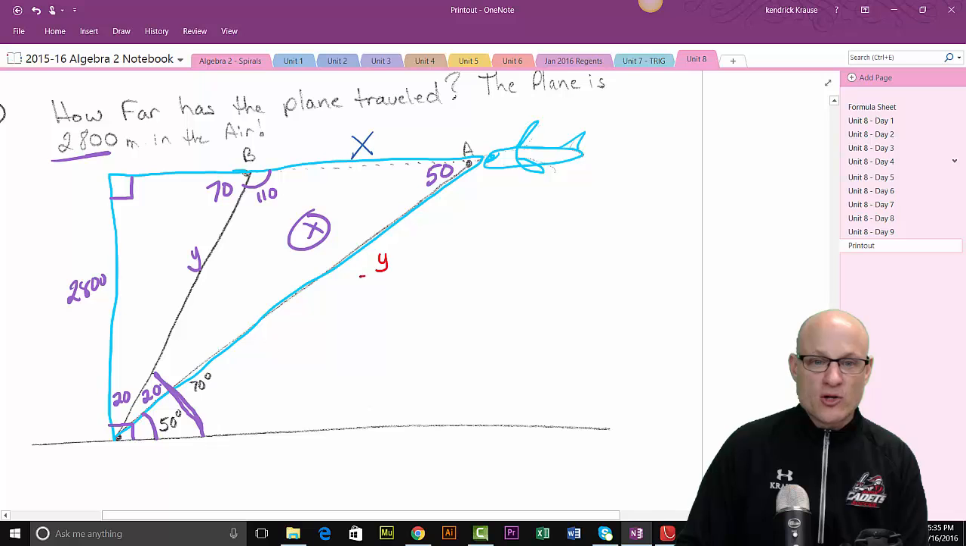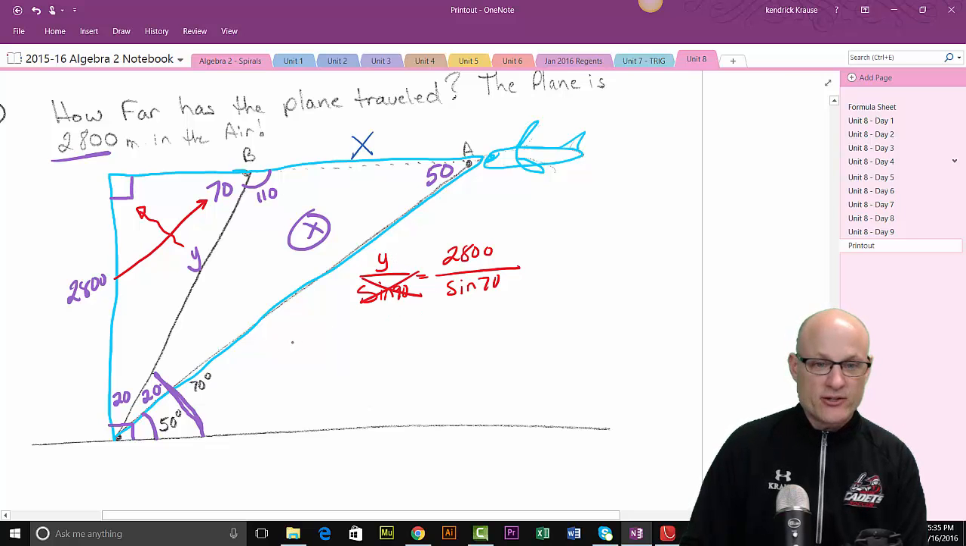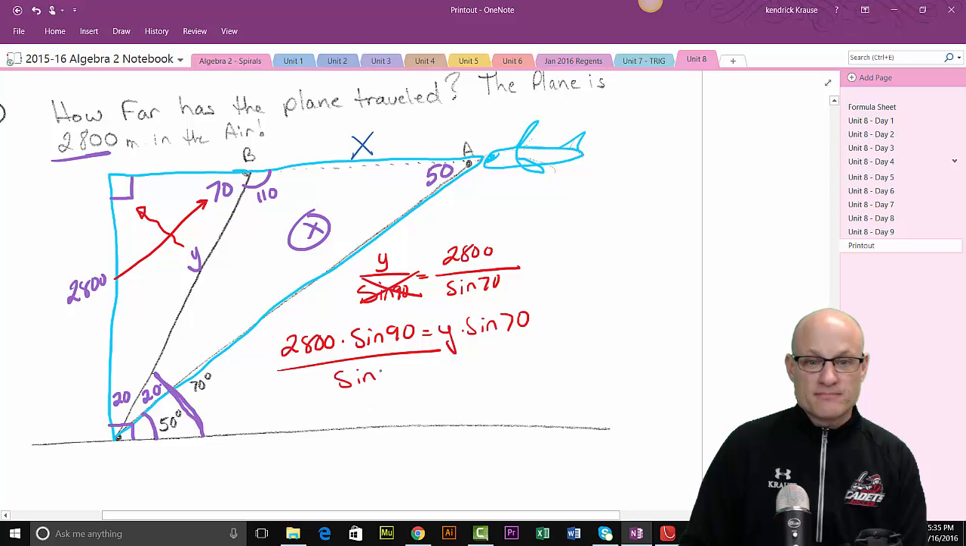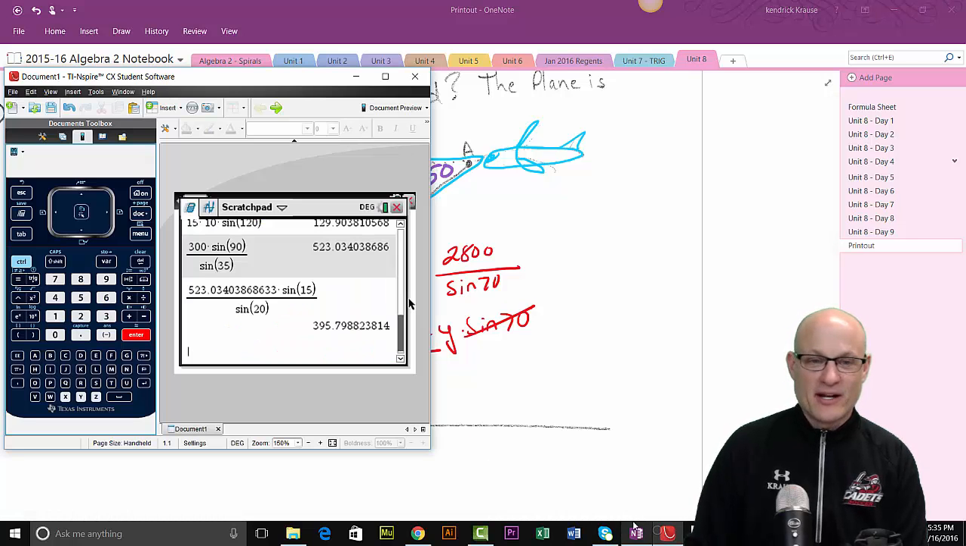So y over the sine of 90 is equal to 2,800 over the sine of 70. Well, this is just 1. So really what I have here is y equals. But if you don't like that, you can cross multiply. 2,800 times the sine of 90 is equal to y times the sine of 70. Divide by the sine of 70. So really what I end up with here is 2,800 over the sine of 70, but whatever.